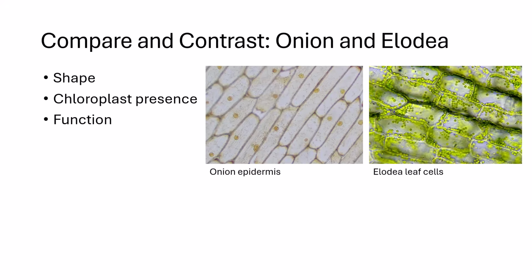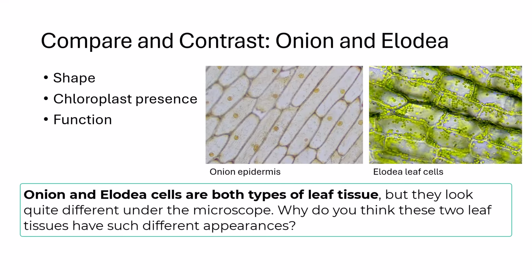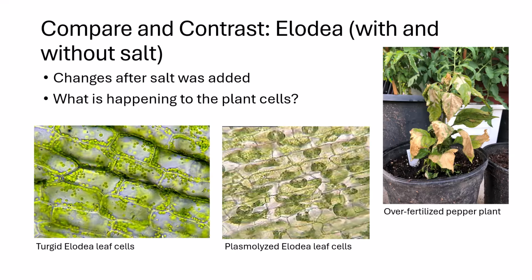Think about the shape, chloroplast presence, and function of the onion and Elodea cells. Both are leaf tissue, but they look very different. Elodea has chloroplasts, while onion cells do not. Why is that? Think about what environment these parts live in and their purpose. Pause the video to answer this question. Think about the two Elodea cells. One is hypotonic and the other is hypertonic. What changes did you observe after the salt solution was added?